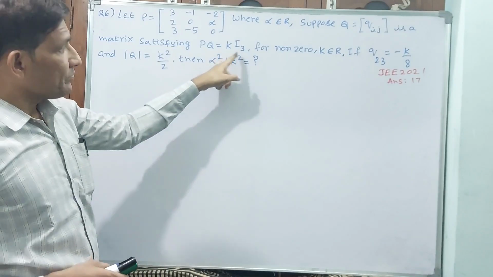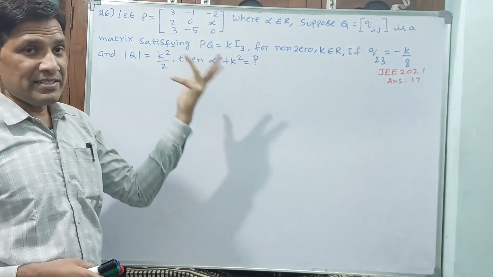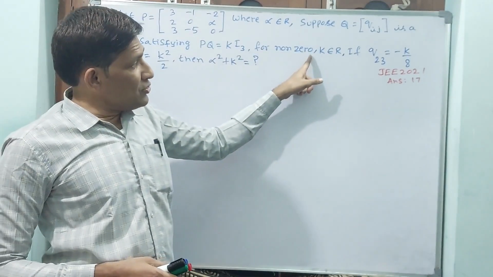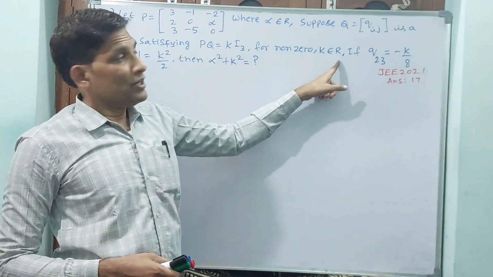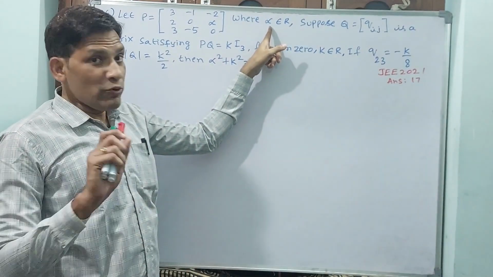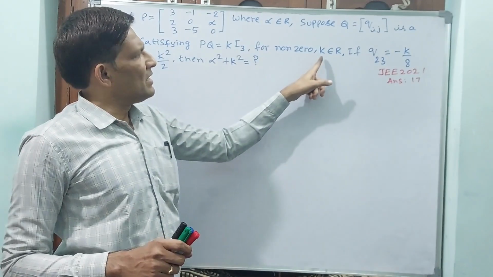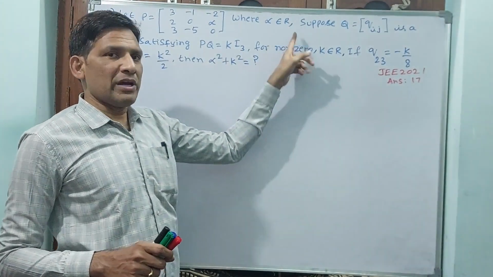Here, for non-zero K belongs to R. See, K they have given, but what's K? K is a non-zero real number. Here alpha may be 0, we don't know. But K is not 0, clearly they are mentioning. And K belongs to real numbers, alpha also belongs to real numbers.